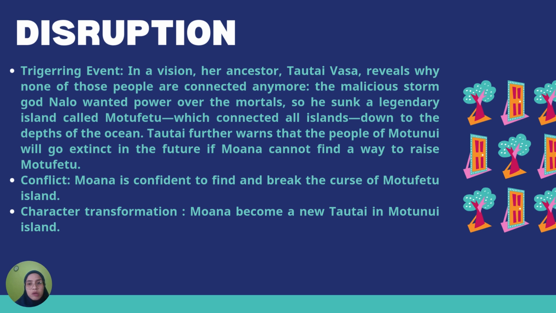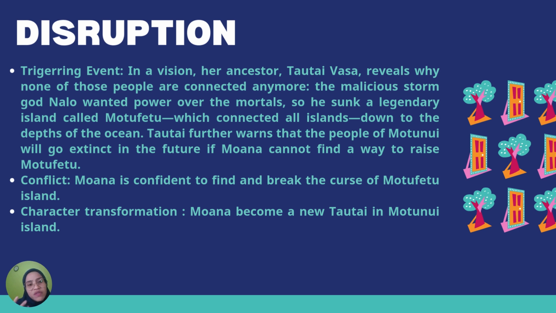And next, we are going to the second stage of the structure of the narrative text in the story of the Moana 2 movie, which is disruption. It is the start where something happens, something starts to become unstable.